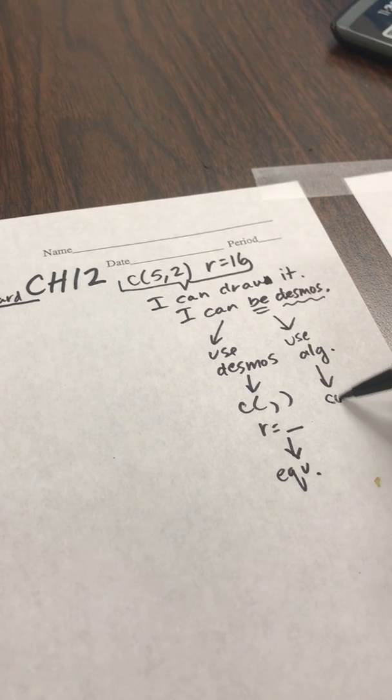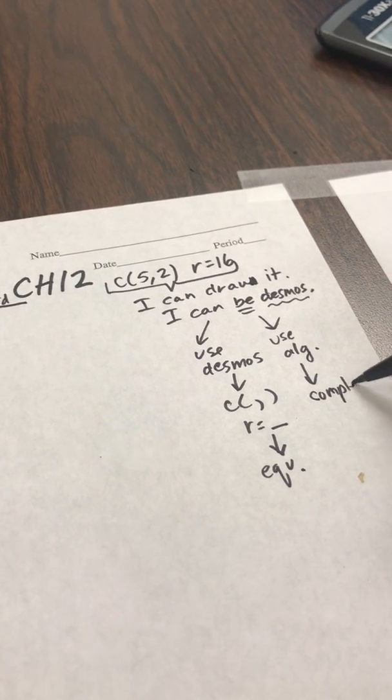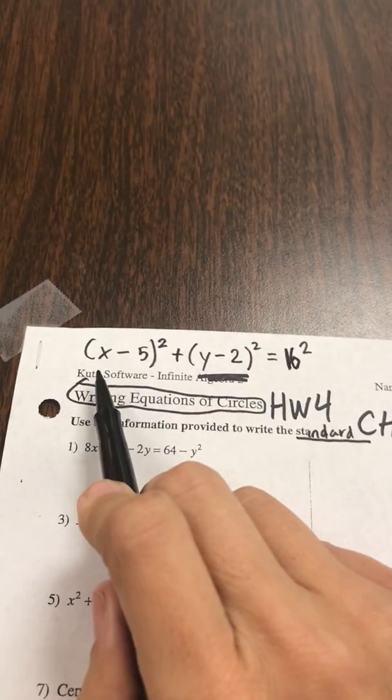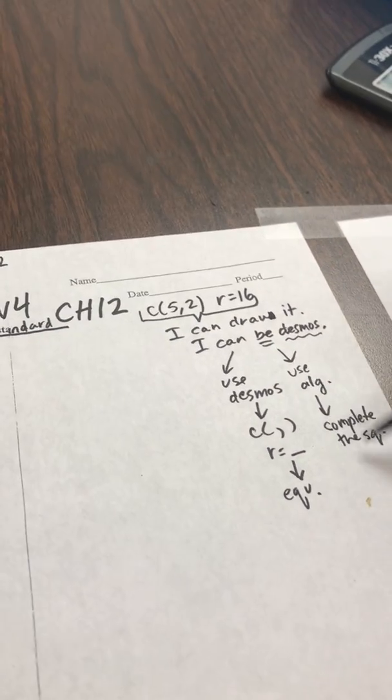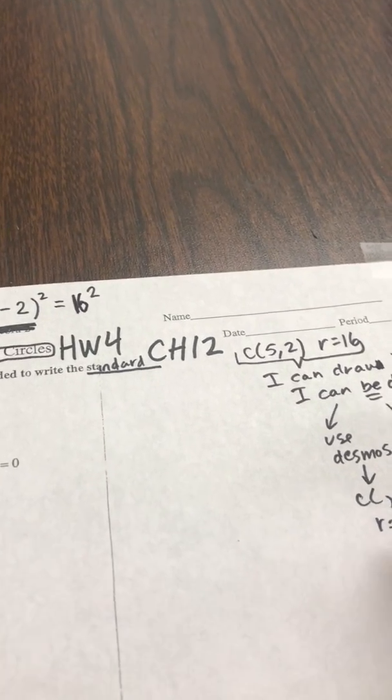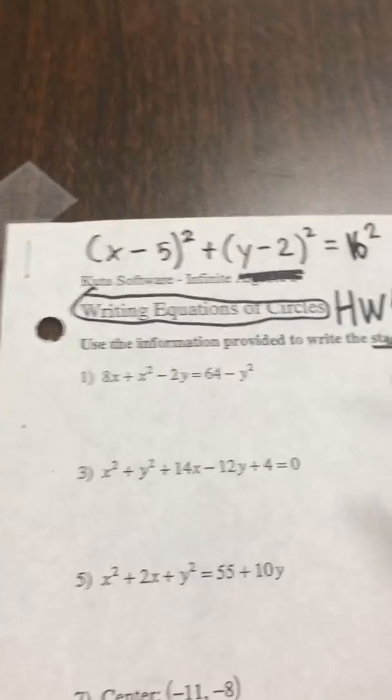to turn it into this equation, and part of the skill of algebra is to complete the square. And I end up having two squares because this is a square and that is a square. Okay, so you can do it this way, or you can do it both ways. You can use algebra to complete the square and then use Desmos to check. So let's do it.